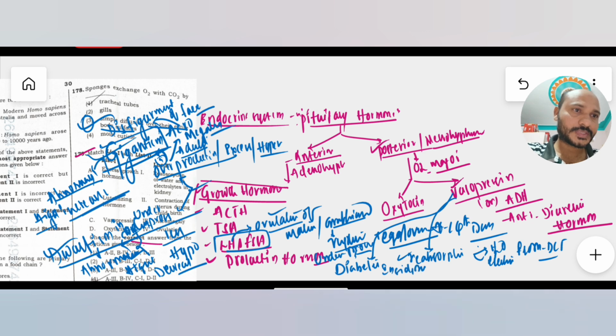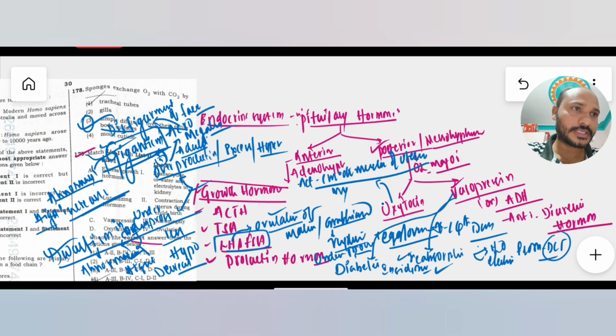Remember, diabetes insipidus. The main role of vasopressin hormone is to reabsorb water and electrolytes from the DCT region. Coming to oxytocin, a very important hormone, it generally acts on the smooth muscles of the uterus. In the uterus, smooth muscle is generally present in the myometrium.